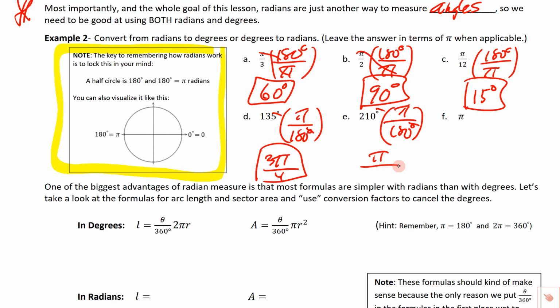What goes into 27 and 18 evenly? 3, right? 3 goes in here 7 times. 3 goes in here 6 times. 7 pi 6 is the way we say that.